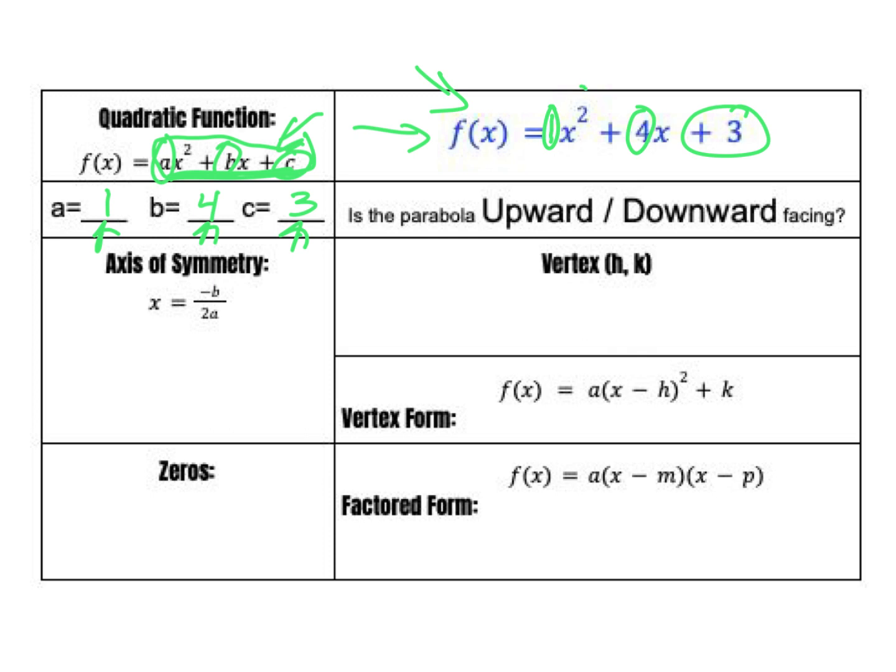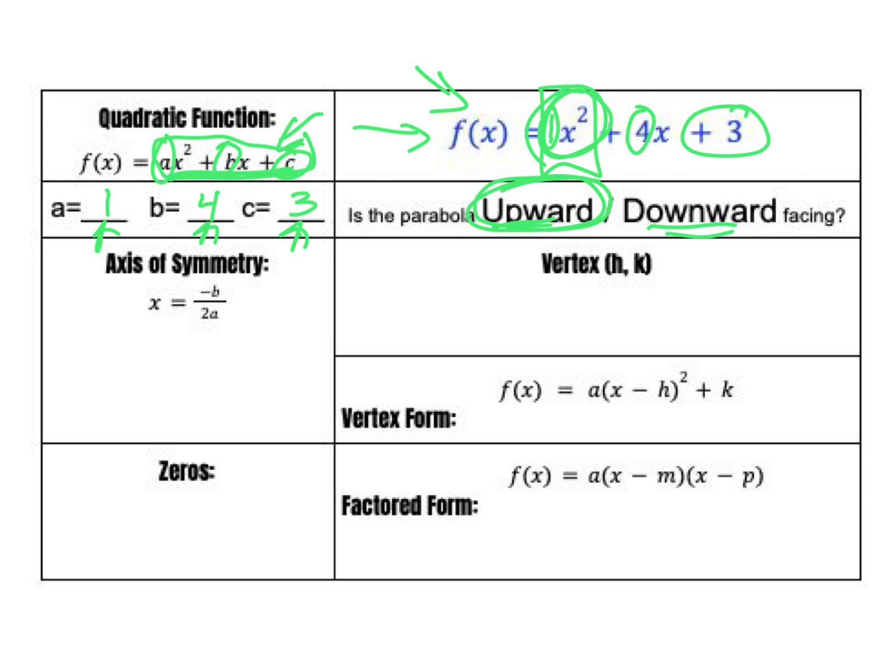Now, we look at the A term. If the A term is positive, it's an upward. If the A term is negative, it's a downward. And this starts with a positive value, so it is an upward facing parabola.